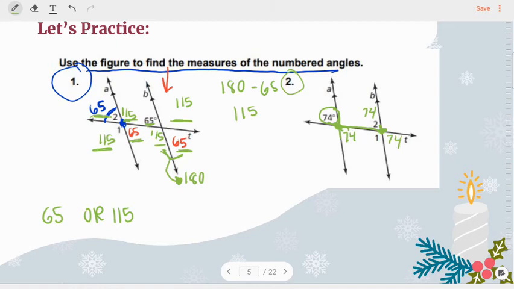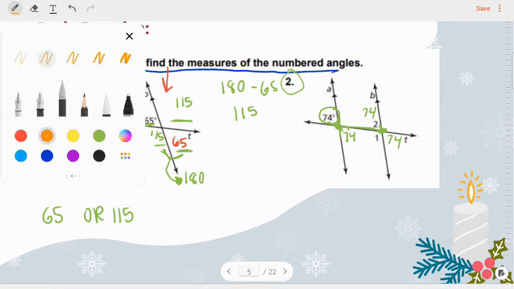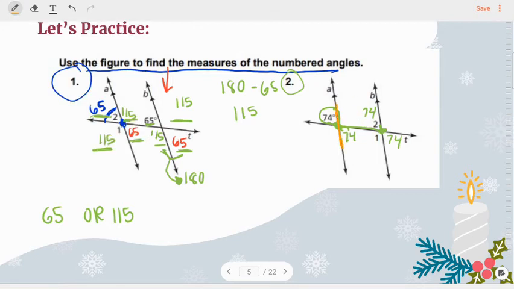And how do I get the remaining 4 angles? Well, this forms a straight line right here. So 180 minus 74 is 106. So this is also 106 because they are corresponding, that vocabulary word, corresponding, when I pick up and set it down on top of each other.